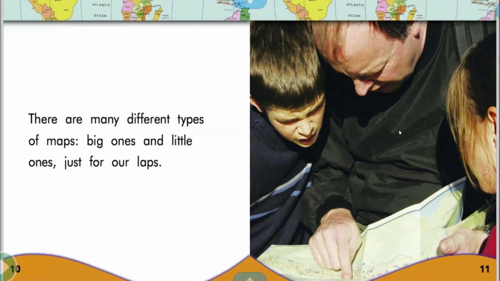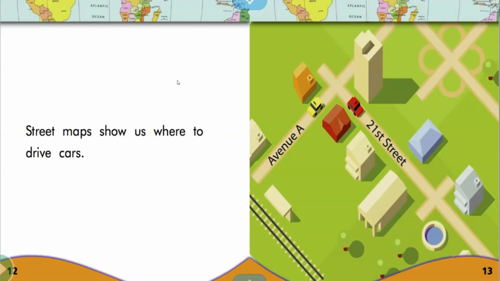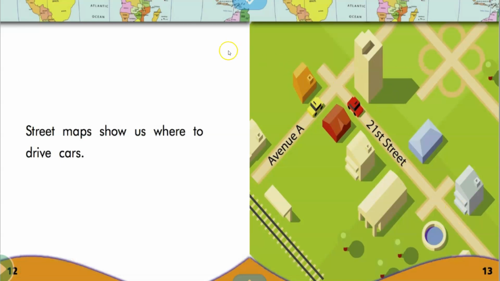It says there are many different types of maps, big ones, little ones, just for our laps. So this one you can tell that he's looking at just a small map. It says street maps show us where to drive cars. So this is showing you if you wanted to get by, where to go. It might show you where someone's house is. So that's one type of map, a street map.